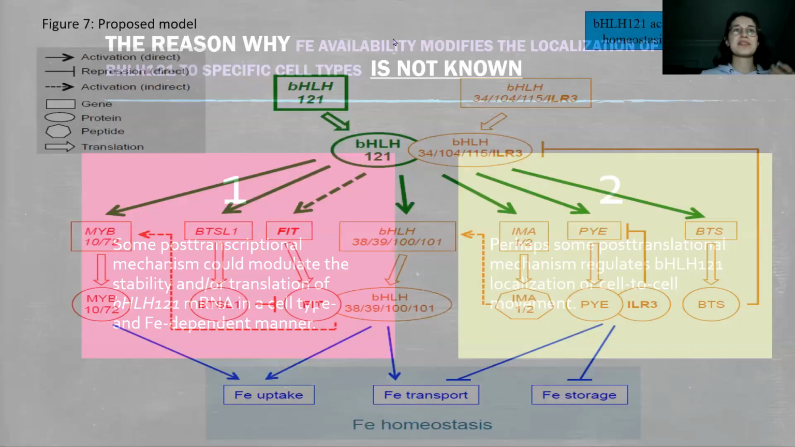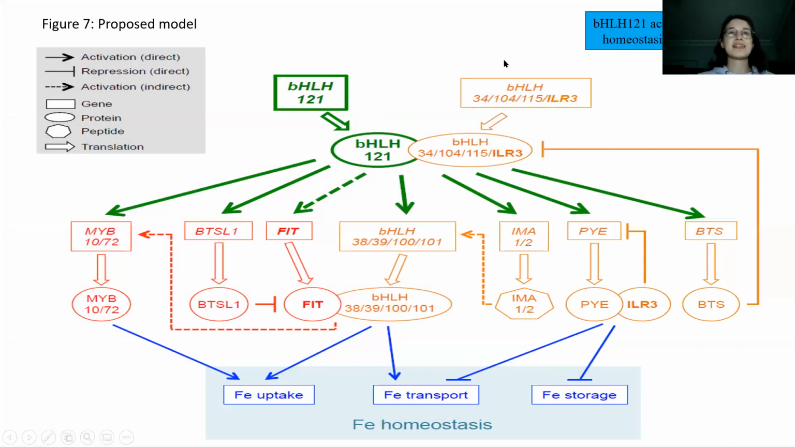In figure 7, we finally have a proposed model, and as we can see, BHLH121 acts upstream of the iron homeostasis regulatory network. So the BHLH121 gene, along with ILR3 and its closest homolog genes, produces proteins, and these proteins are able to form heterodimers, as we saw before. This heterodimer is able to directly or indirectly activate the genes involved in the iron homeostasis network, and this is the regulation proposed so far.